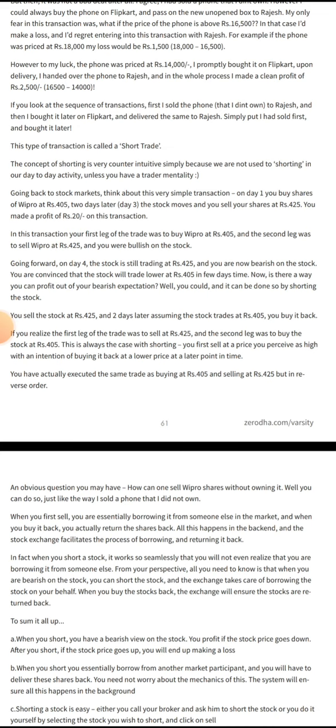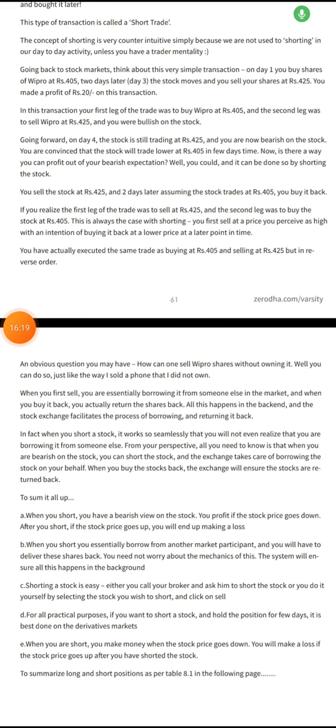All this happens in the back end, and the stock exchange facilitates the process of borrowing and returning it back. In fact, when you short a stock, it works so seamlessly that you will not even realize that you are borrowing it from someone else.